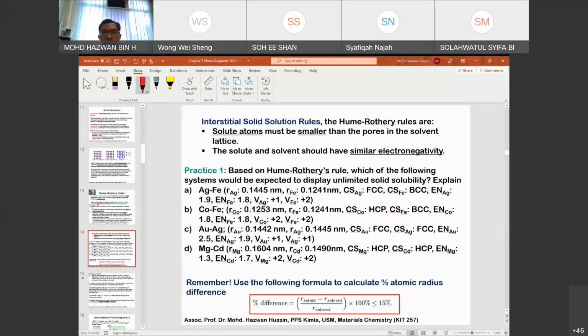So maybe we can do this. Just look at this example, practice 1. Based on Hume Rothery rules, which of the following systems will be expected to display unlimited solid solution? Explain. So A, B, C, and D. Maybe with the time provided, we can do this.